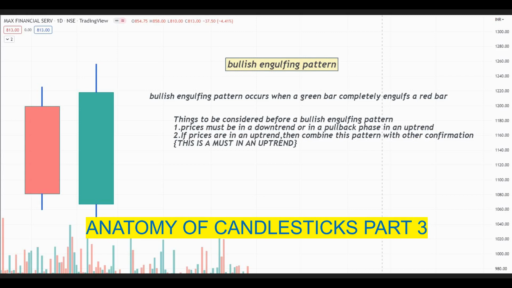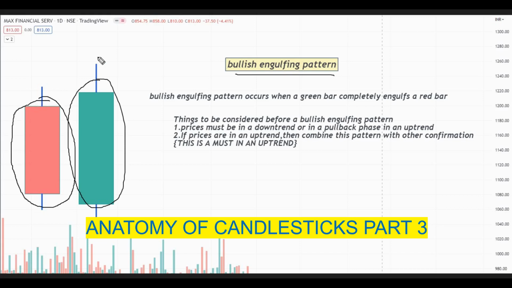So in today's video we will discuss the anatomy of candlestick chart patterns, part 3. We will discuss the bullish engulfing pattern. So what is a bullish engulfing pattern? A bullish engulfing pattern occurs when a green bar completely engulfs a red bar. See, a green bar is completely engulfing the previous red bar. This pattern is known as the bullish engulfing pattern.